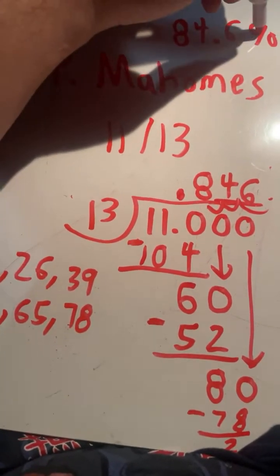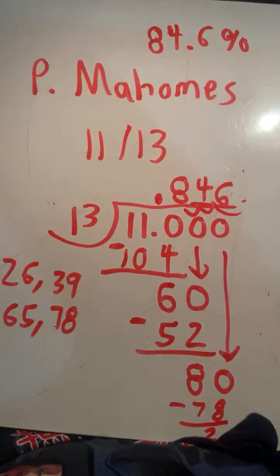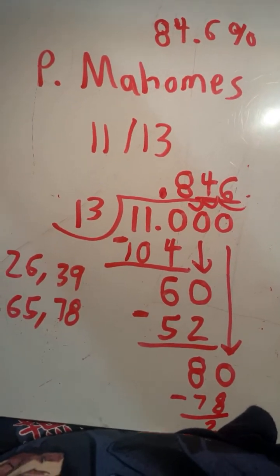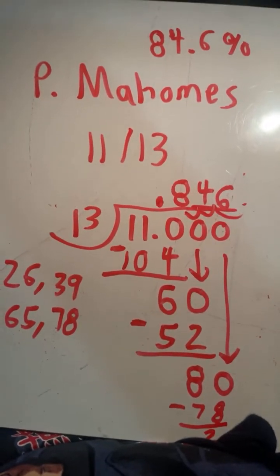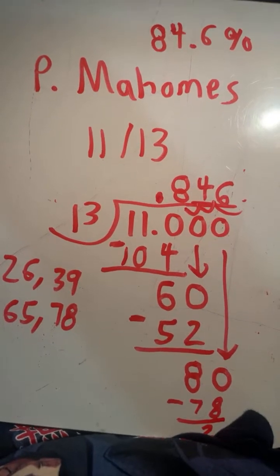84.6% is Patrick Mahomes' completion percentage so far halfway through the Super Bowl. So Patrick Mahomes had the higher completion percentage, and he completed one more pass.